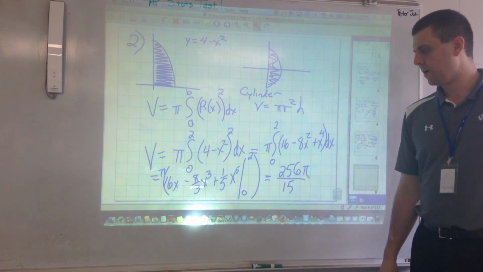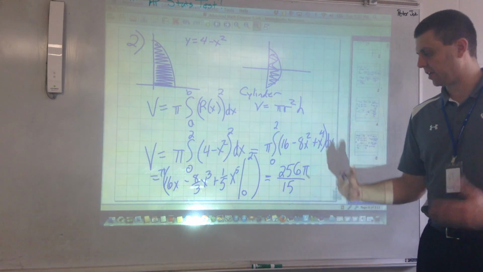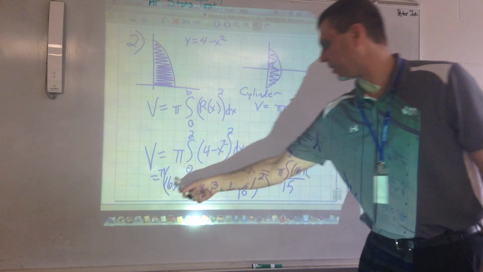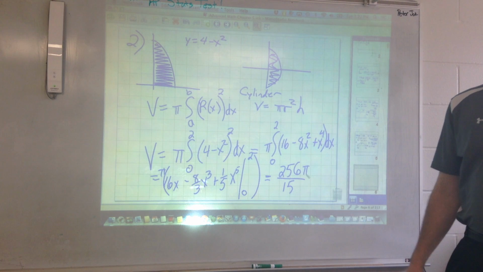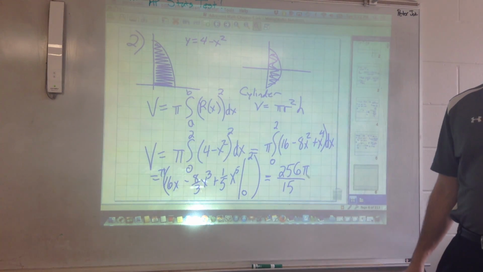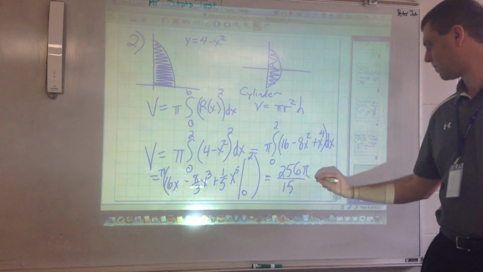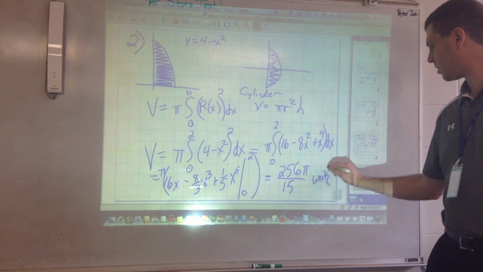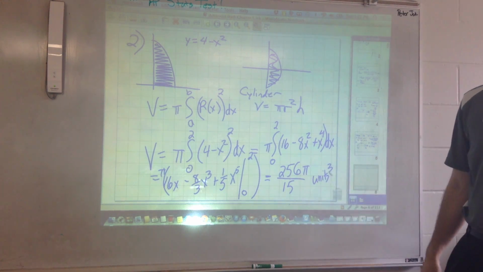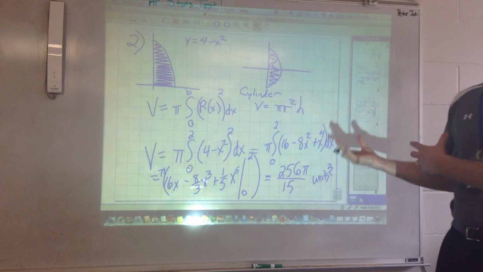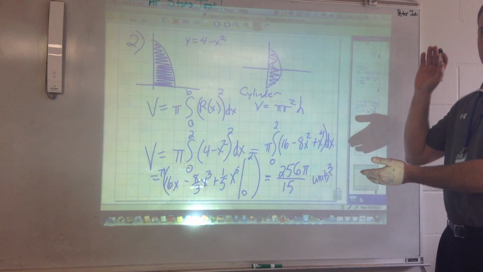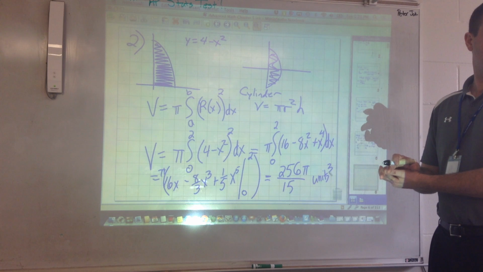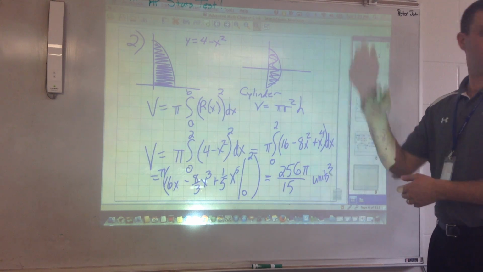If you're struggling to get that, you just have to watch your signs and everything else. What's that? Unit squared? Volume, well, cube. Units cubed. I mean, I said that, but Zach was like, units cubed, you're stupid. So there's an example of the disk method around the x-axis.